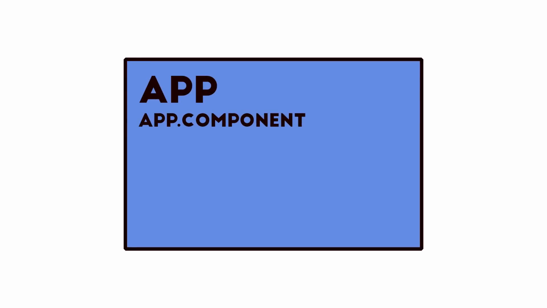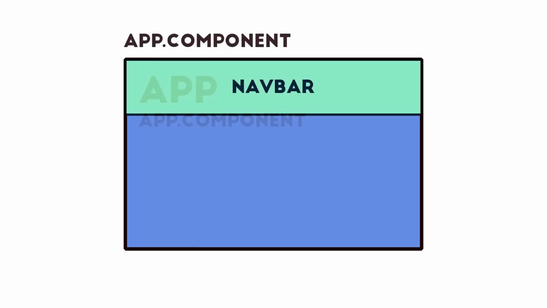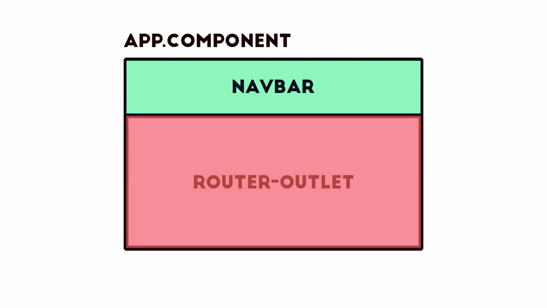Okay, so since we will be working in Angular, we will have an app component. And this app component you can think of as the shell for the remaining components that will comprise our application. So within our app component, I think we should separate it out into having a nav bar and then a router outlet. I think this makes sense because we want the nav bar to remain on every page of our application.